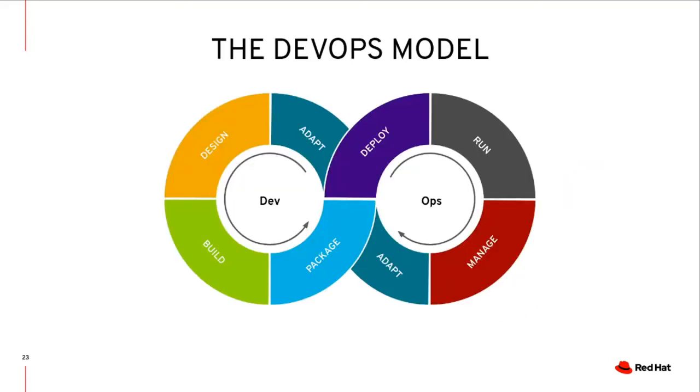Speaking of the DevOps model, it looks something like this, right? You want to be able to design, build, package, deploy, run, manage, adapt, and then design again, and you keep this whole loop of continuously delivering your application. This is a visual cycle, right? It's all about shipping, feedback, communication, trust, all that stuff.